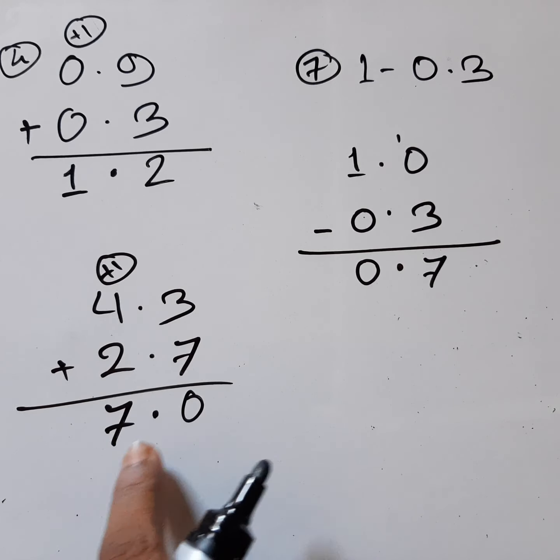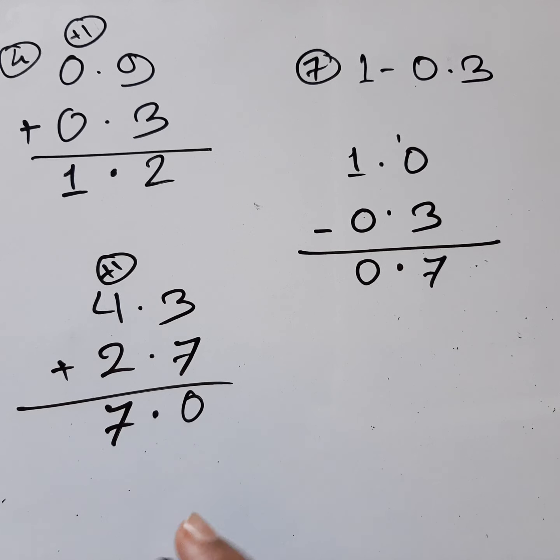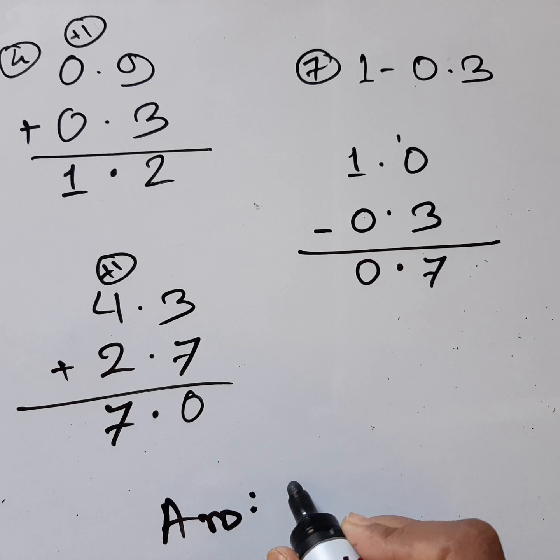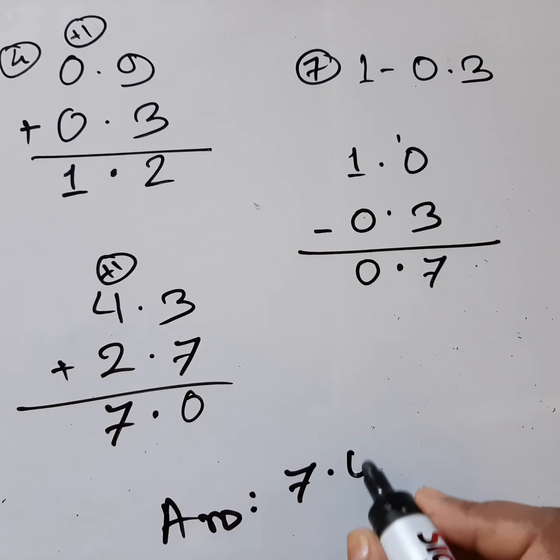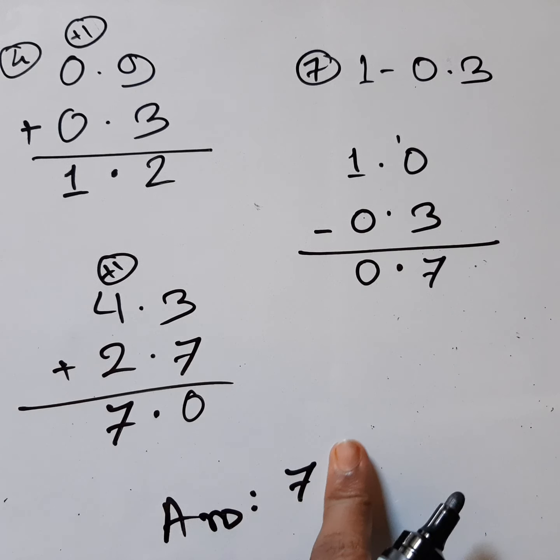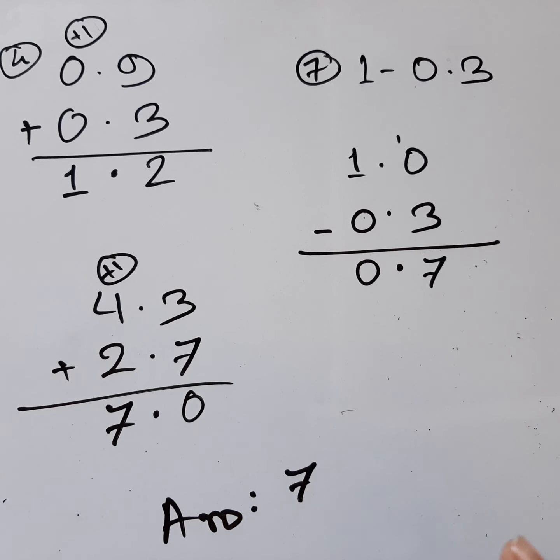Now we are writing 7.0, but in the answer we're going to just write down the 7, because we know that there is actually 0.7 here. We can write it or not, it doesn't matter.